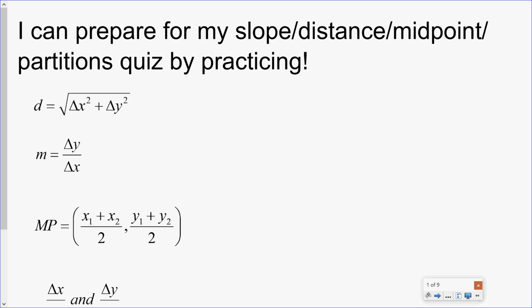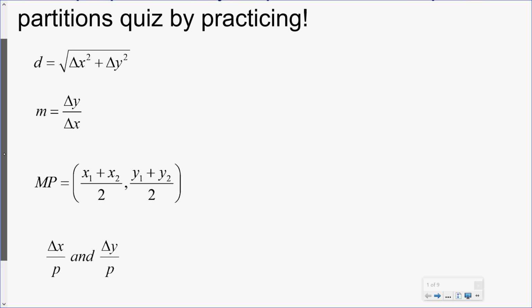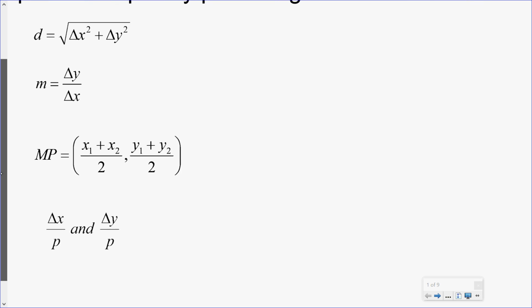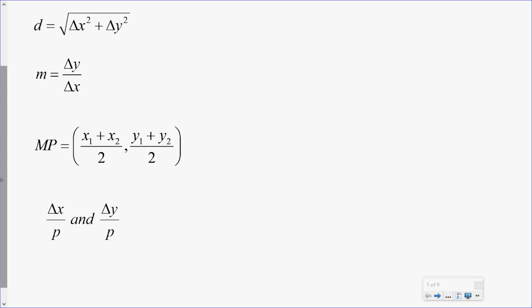So here it is. Again, distance is radical delta x squared plus delta y squared. Slope is delta y over delta x. Midpoint, the average of the x, the average of the y. x1 plus x2 over 2, y1 plus y2 over 2. And partitions, you start with delta x over p and delta y over p, and you count on the graph from there.